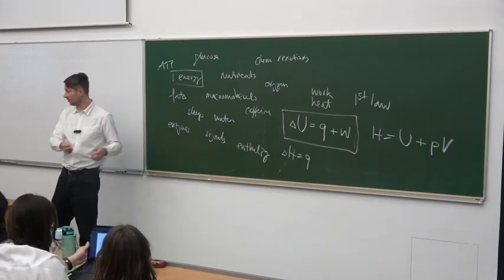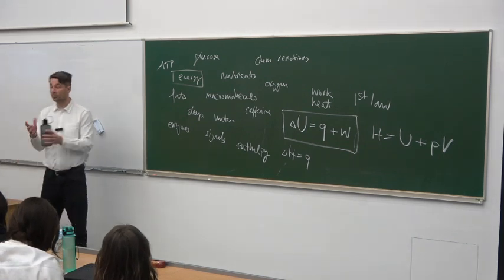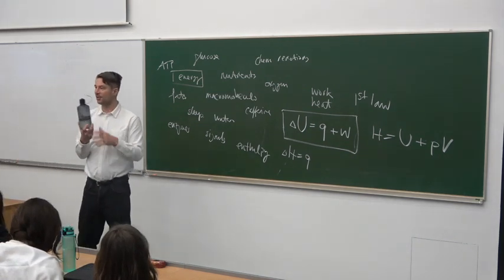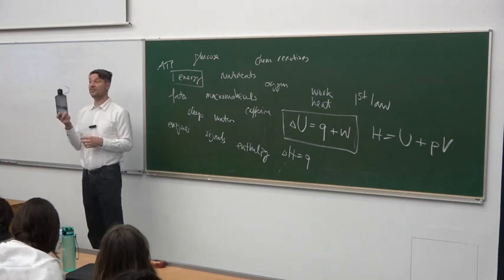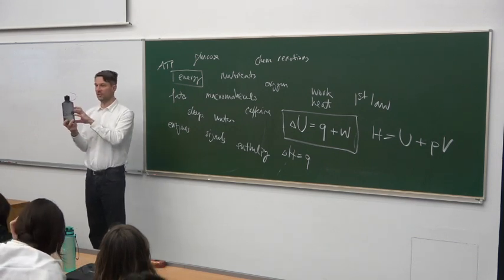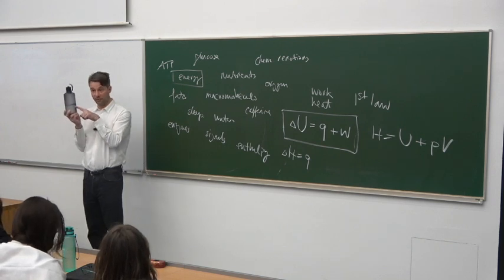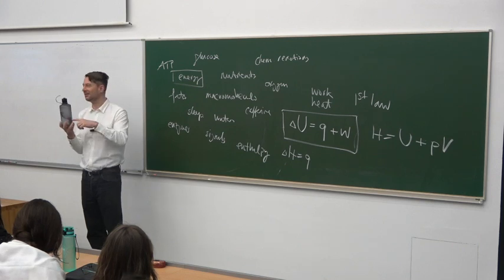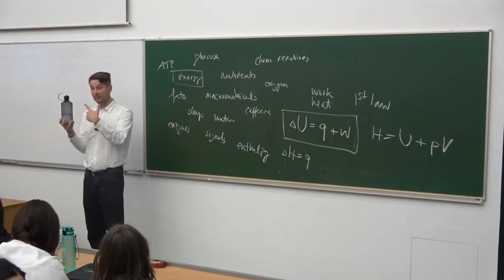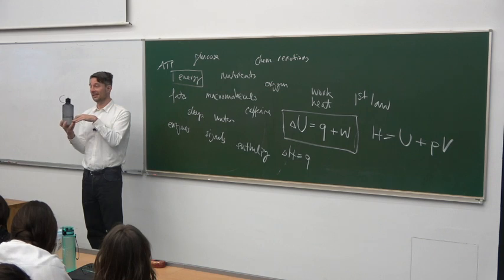So imagine that we have internal energy, we know what internal energy is, okay? It's a sum of all the energies. So imagine that if we knew the sum of all the energy in this water bottle, if we wanted to calculate the enthalpy, we would take this sum of energies and we would just measure the volume, whatever it is, I don't know, a quarter of a liter or something like that, and multiply it by the pressure that's inside it.